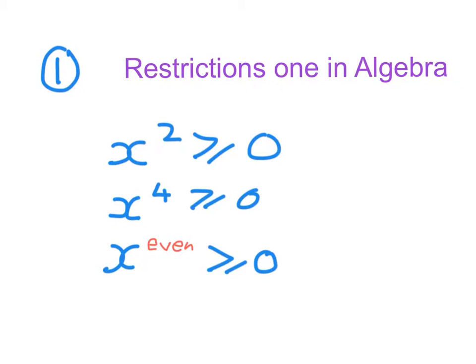Here you're supposed to know that if you have a variable to the power of an even number, the answer will always be bigger than or equal to 0, in other words positive. So x to the power of 4 will be positive, and x to the power of any even number will be bigger than or equal to 0.